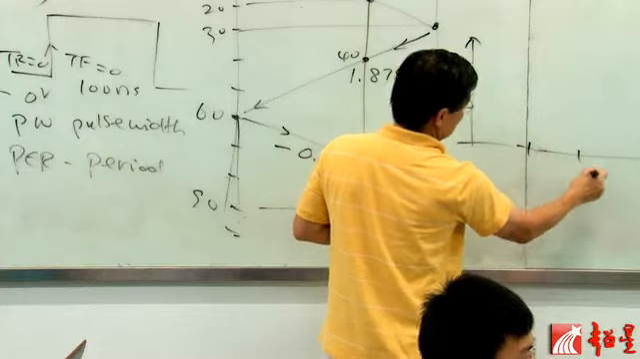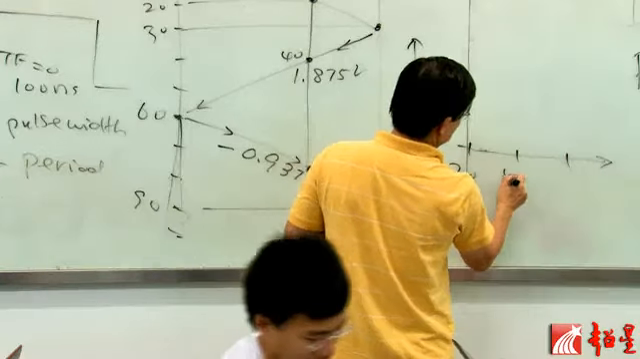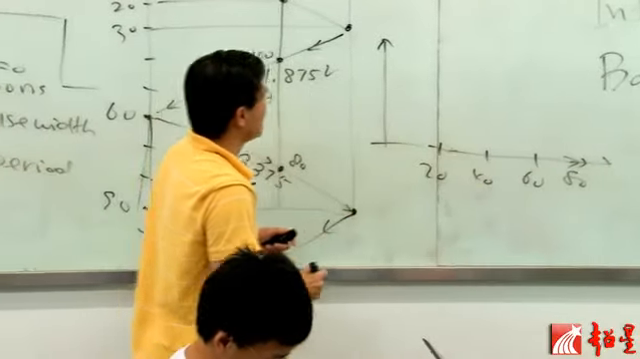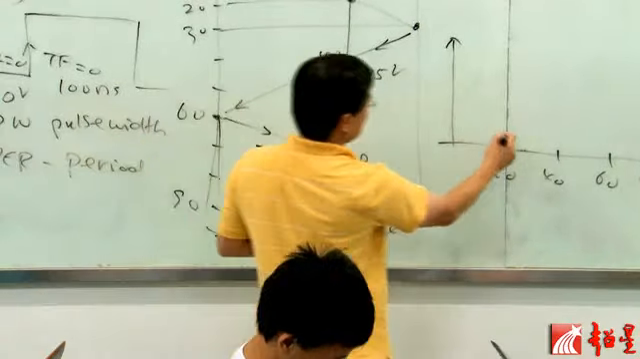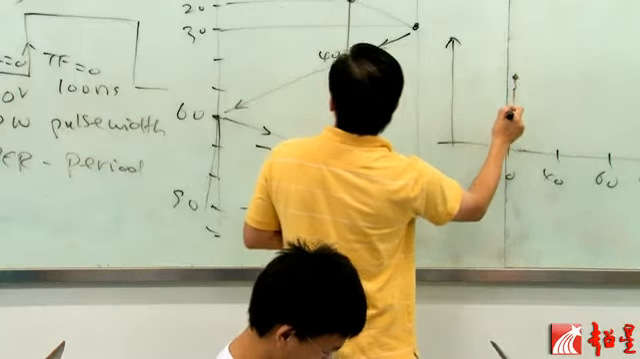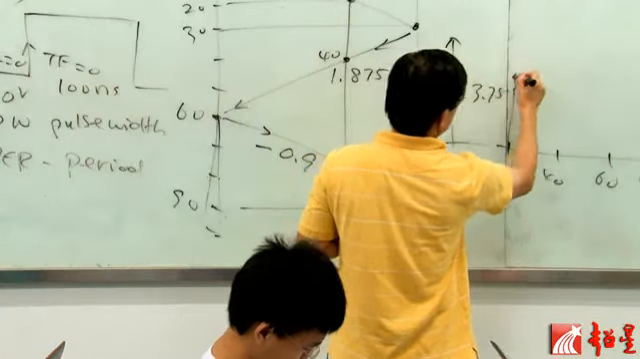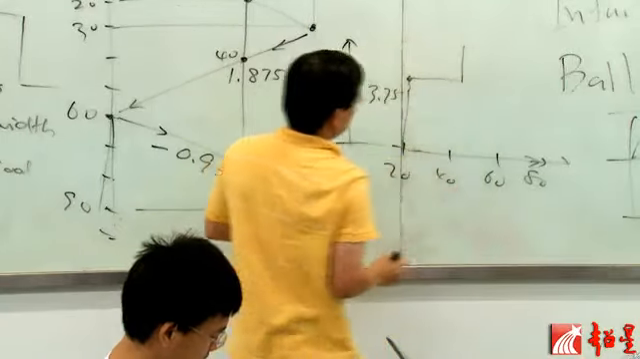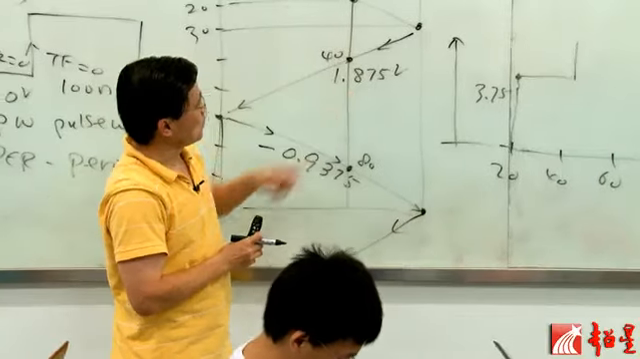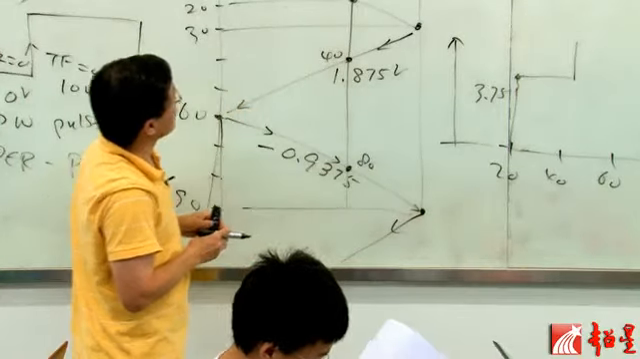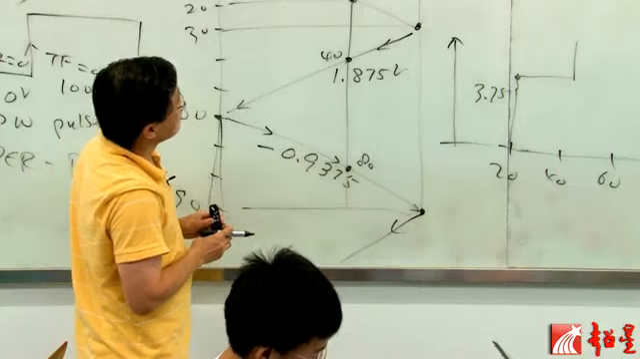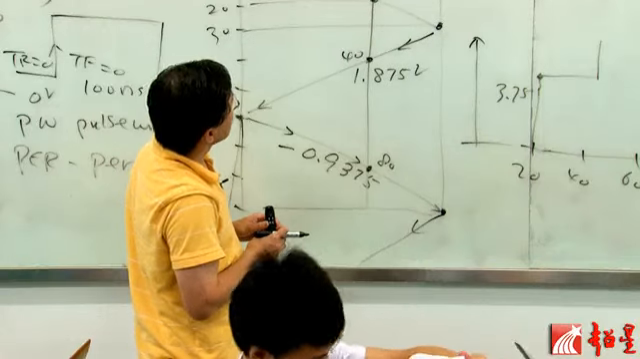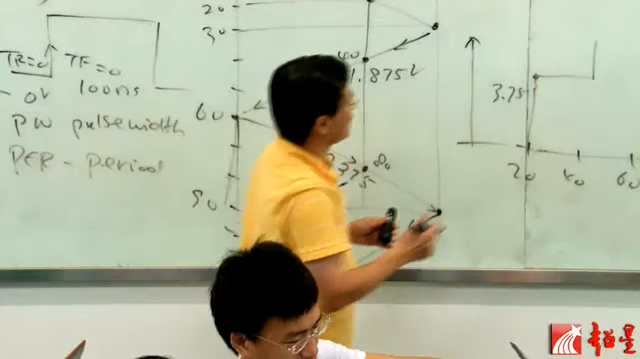Okay, so 20, 40, 60, 80. Before 20 is 0. At 20, there's a voltage here. That's 3.75, and then it keeps that voltage until 40. Then this voltage will be added together. That will give you 5.625, right?